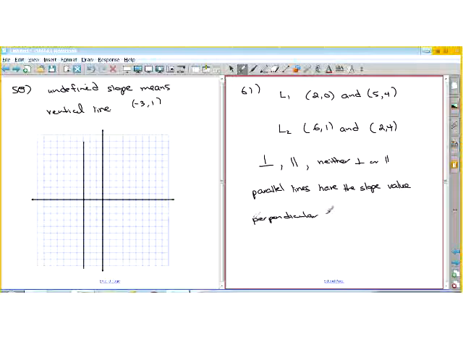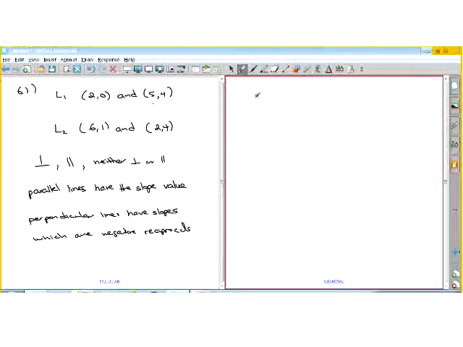Perpendicular lines have slopes which are negative reciprocals. And if they're neither one of those, then they are neither parallel nor perpendicular.